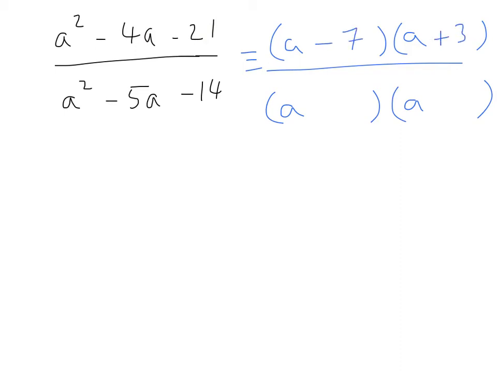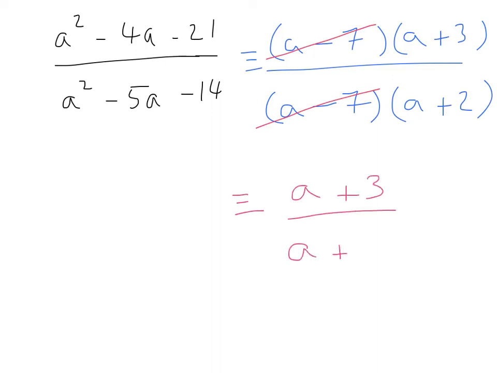plus 3. And now in the denominator, two numbers that make negative 14 and add to make negative 5. So this could be a 2 and a 7. And a negative 7 and a plus 2, that would do it. And so now we can see that we can cancel out the a minus 7's, leaving just a plus 3 over a plus 2.